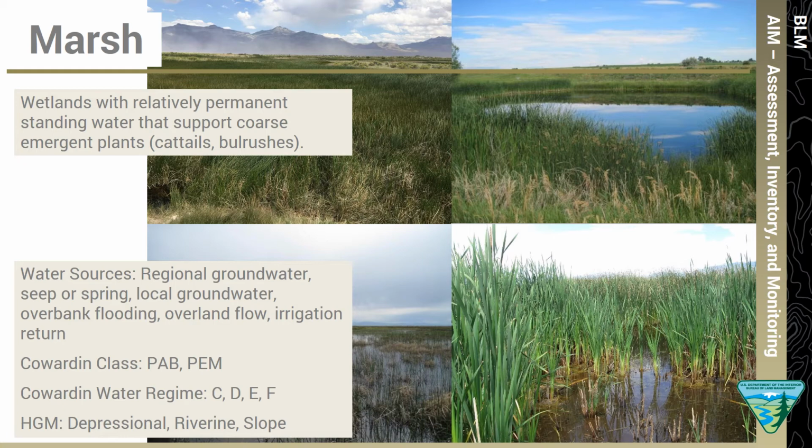In the Cowardin classification, they can be PAB, or palustrine aquatic bed, if they are rooted floating vegetation, or PEM, or palustrine emergent, if they are herbaceous vegetation. They can have Cowardin water regimes of C, seasonally flooded, D, permanently saturated in some instances, E, seasonally flooded and then saturated, or F, semi-permanently flooded. The HGM class is typically depression, or riverine if they are in a floodplain, or slope.